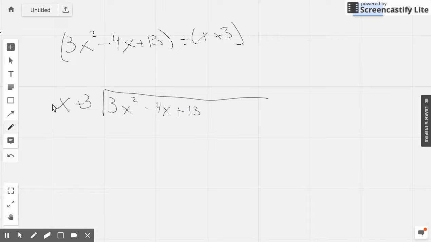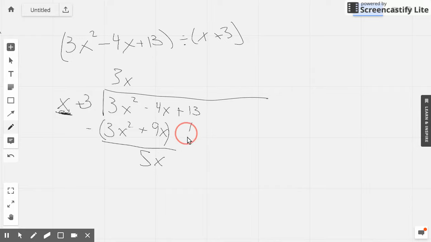Well, it's hard to determine how x plus 3 goes into each one of these things. So we look at just this first part here, just the x. The x goes into 3x squared 3x times. And then you do multiplication. You do 3x times x, that's 3x squared. 3x times 3, that's 9x. And then we subtract that amount from what we have here. The 3x squareds cancel out. That's the idea. They're supposed to.